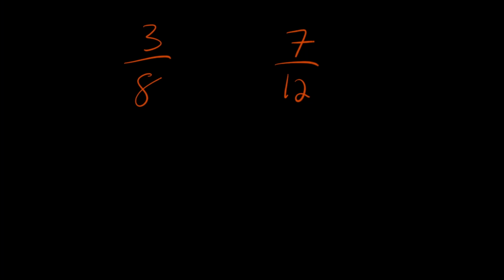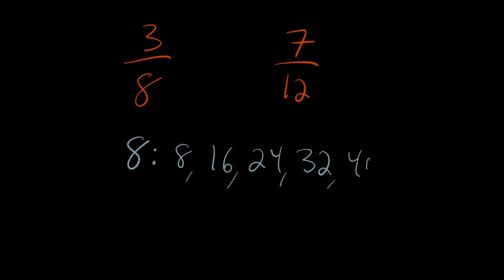One way we can do it is we can just start to think of what are the multiples of both 8 and 12, and then we can figure out what is the smallest of those multiples that they share. So let's actually start with the number 8. If we're looking at 8 and we just think, well, what are the multiples of 8? Well, 8 times 1 is 8. 8 times 2 is 16. 8 times 3 is 24. 8 times 4 is 32. Then 40, 48, etc., etc.